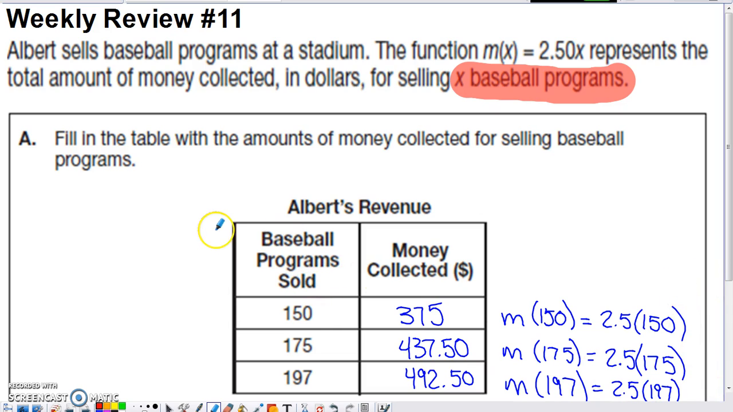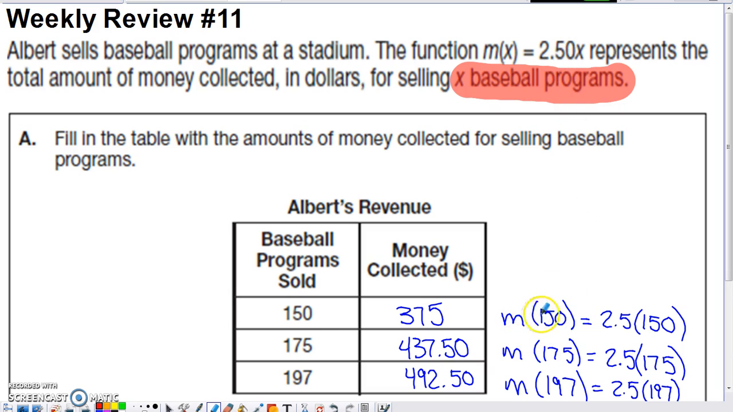And so what they ask us to do in part A is fill in a table with the amounts of money collected for selling baseball programs. So if we sell 150 programs, that's our value for x, right? So this is an x. If I want to figure out how much money he's going to collect by selling 150 programs, I just need to put 150 in place of the x and get my answer.